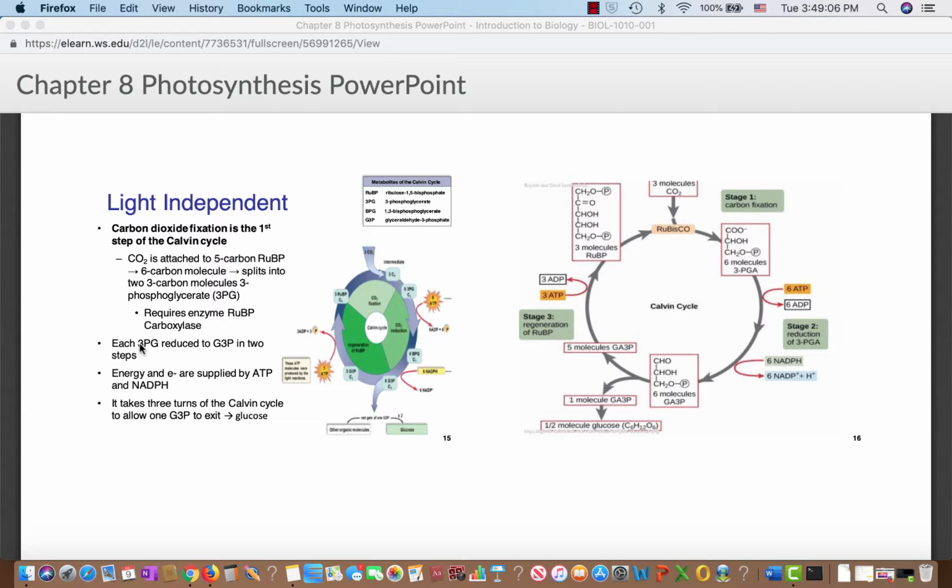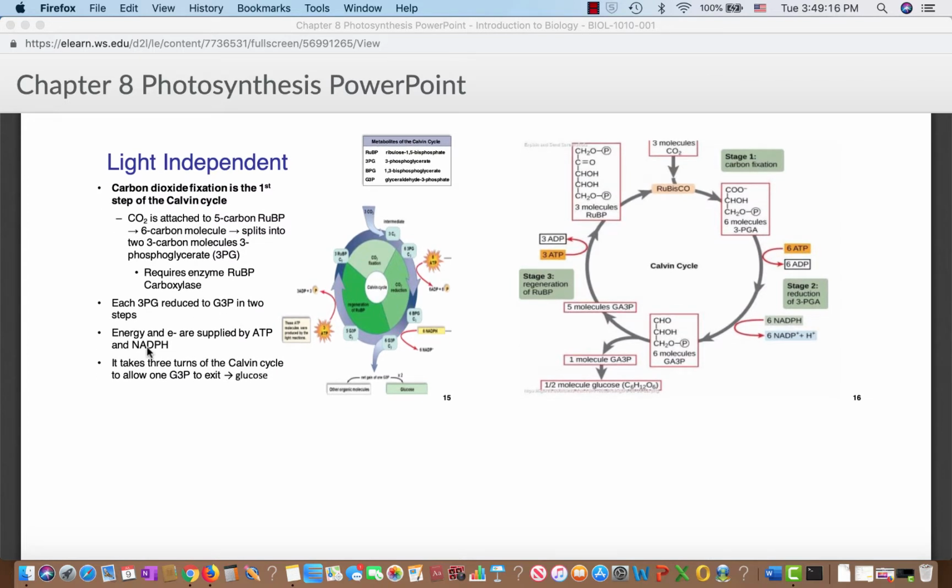Then you take those 3-carbon molecules, the 3-PG, and reduce them to G3P in two steps, and then the energy and electrons are supplied by ATP and NADPH. It takes 3 turns of the Calvin cycle to allow 1 G3P to exit as glucose.